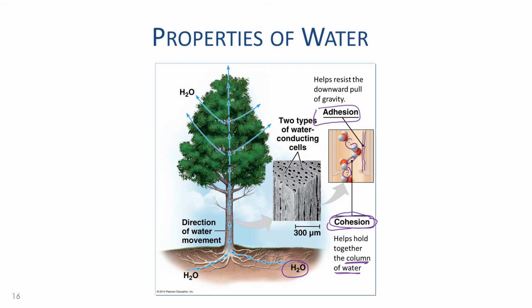As we know, the cell wall of xylem is made up of glucose. Glucose is a polar molecule. So water molecules will also be attracted to the xylem, to the cell wall, and this is the concept of adhesion. Water molecules are attracted to another substance that is polar or charged, in this case the cell wall of the xylem. So through adhesion, this will prevent the column of water from going back down. This is to resist the downward pull of gravity. So that's how water moves along in the xylem.